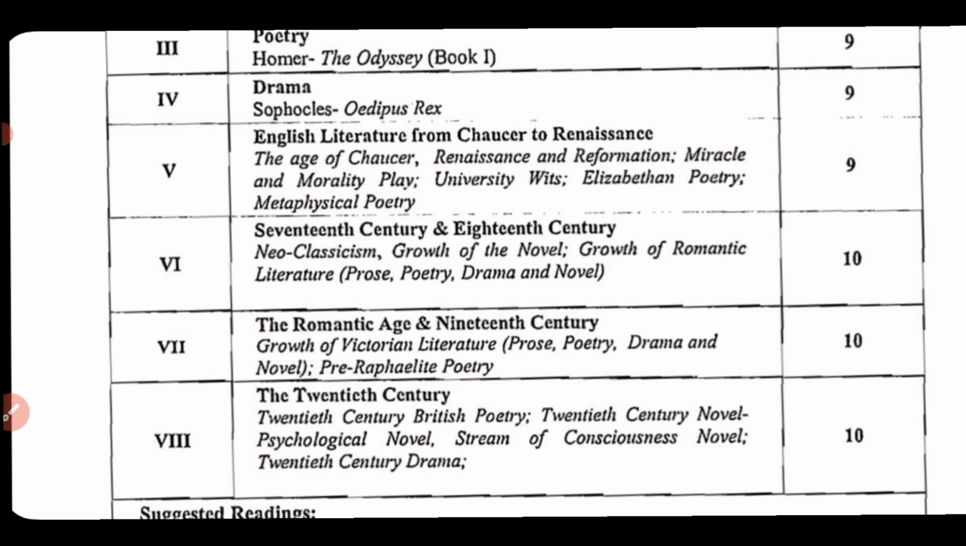So, this syllabus provides a complete overview of English literature, beginning with ancient Greece and Rome and extending to 20th century modernism. If you study every unit systematically, you will not only perform well in university examinations but also build a strong foundation for competitive exams and postgraduate studies.